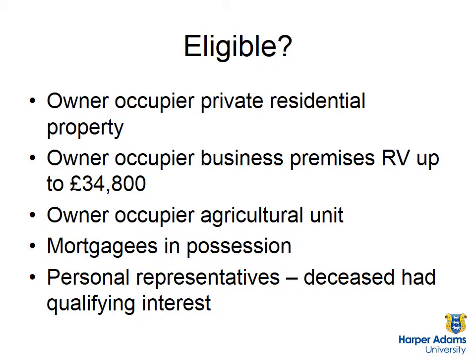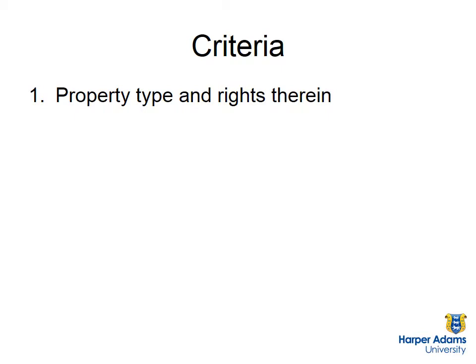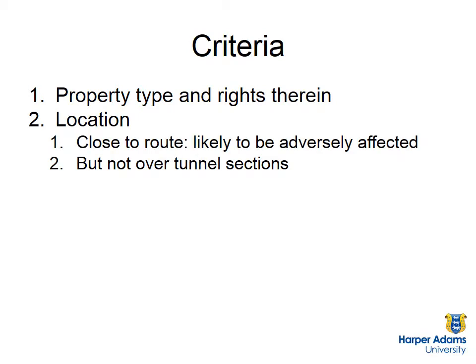Mortgages in possession, however, also count, and personal representatives of people who are dead also count if the deceased person themselves had a qualifying interest as outlined in the first three of the bullet points on this screen. The criteria then to qualify under the exceptional hardship scheme are that you had the right type of property and the proper rights therein of the sort that we've just seen.